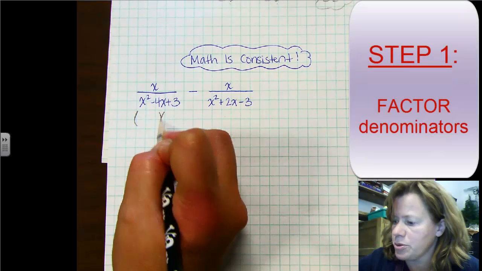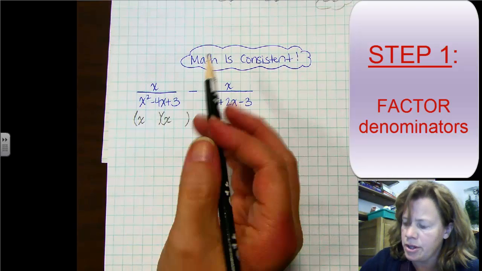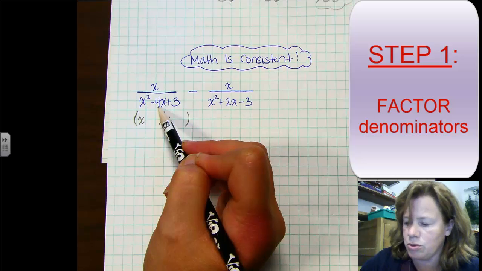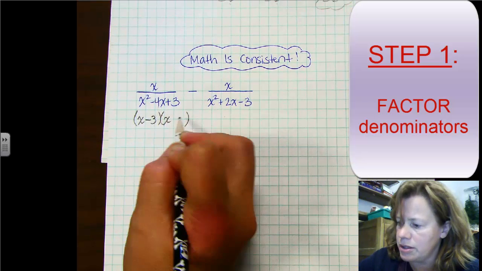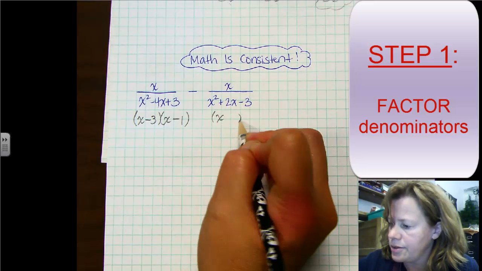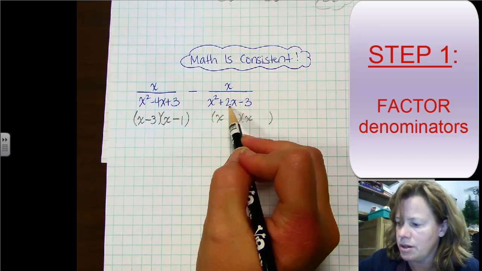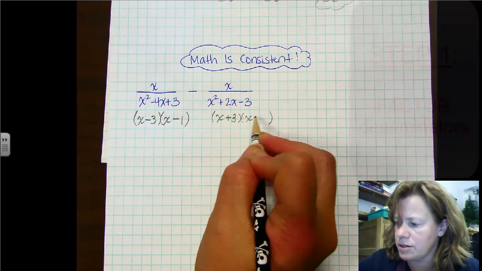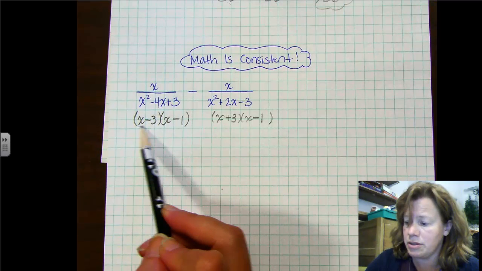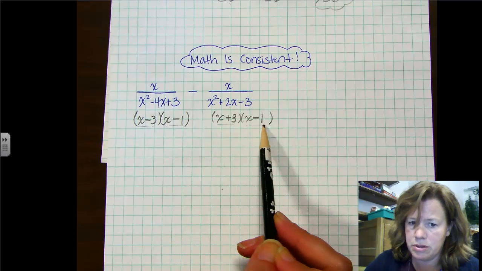So these are both product sums, and they're quick product sums because the leading coefficients are 1. So two numbers that multiply to positive 3 and add to negative 4 are negative 3 and negative 1. On the right side, the two numbers that multiply to negative 3 and add to positive 2 are positive 3 and negative 1. So my factors are x minus 3, x minus 1, x plus 3, and x minus 1.